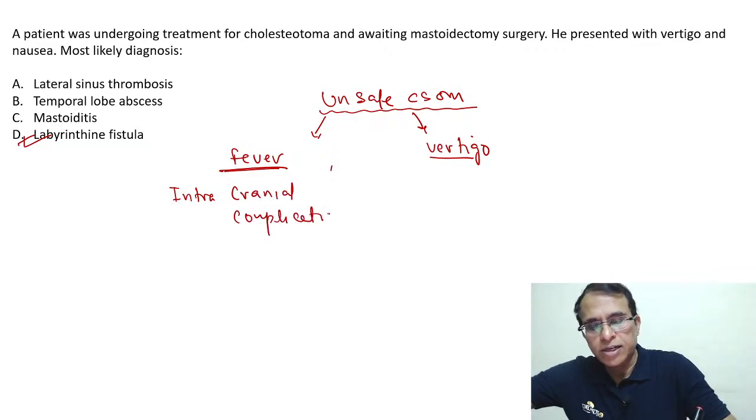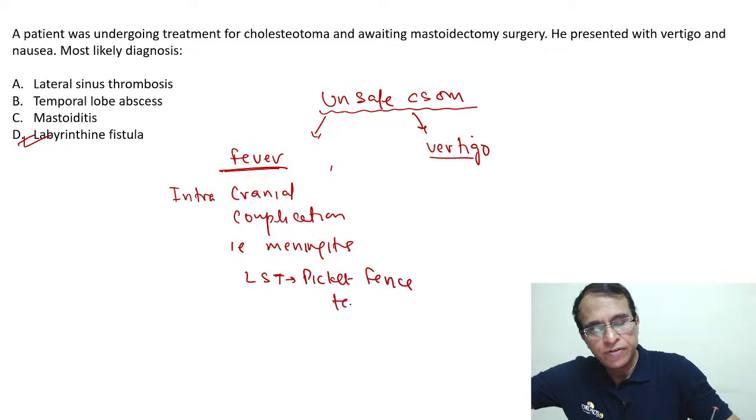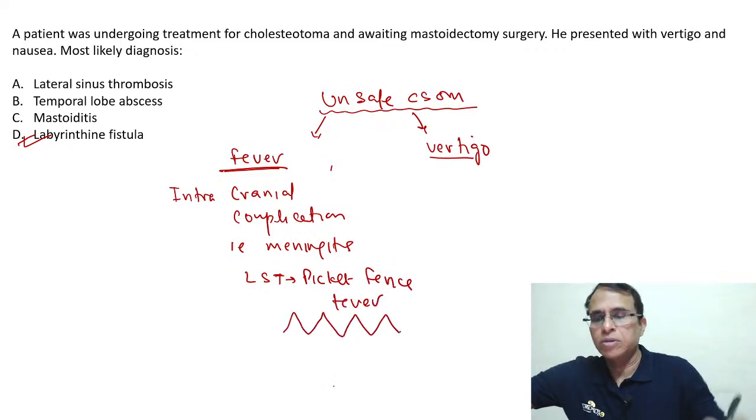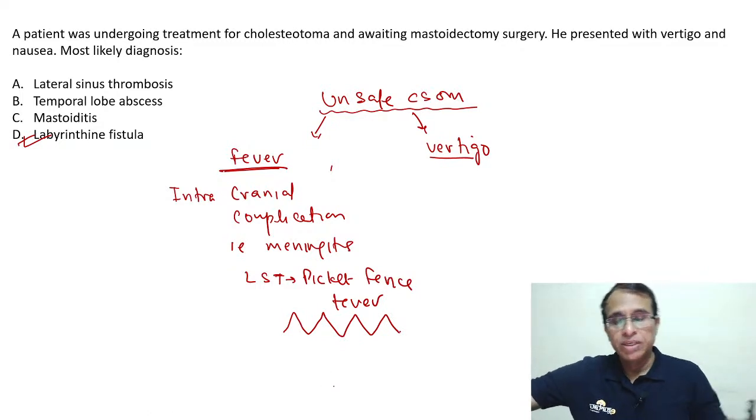Most likely there is an intracranial complication, for example meningitis and lateral sinus thrombosis. Lateral sinus thrombosis will have Pickett-Fence fever, a fever that rises and falls every few hours.